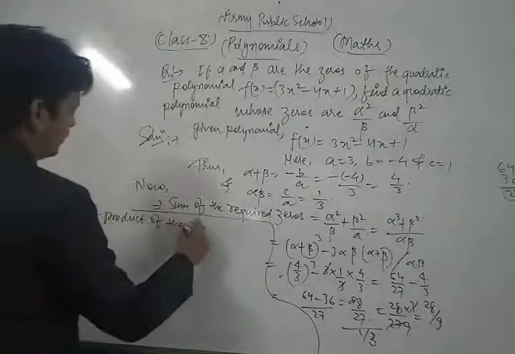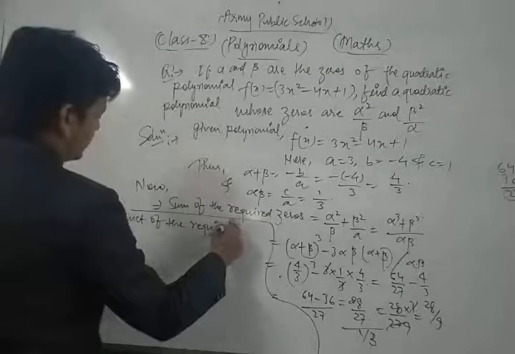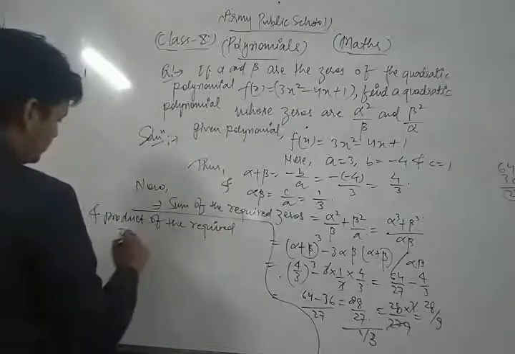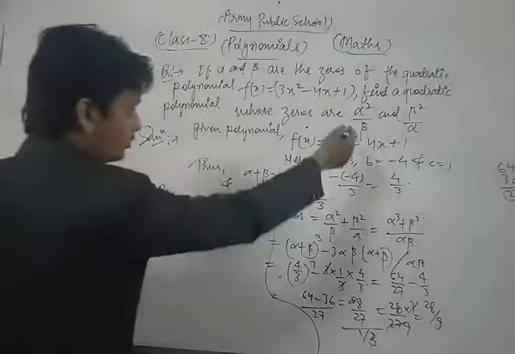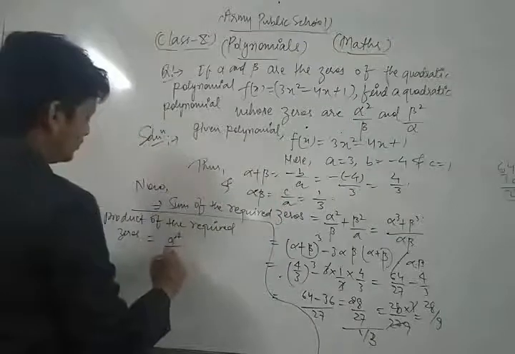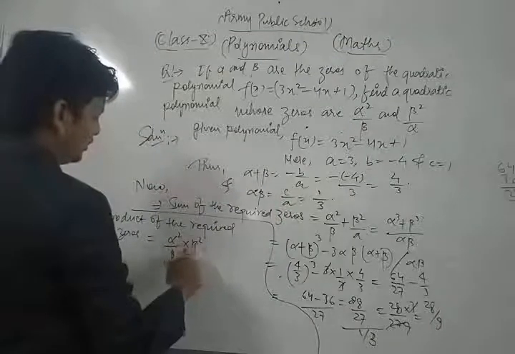Similarly, dear student, we find the product of the required zeros. The required zeros are alpha square upon beta and beta square upon alpha, so we take alpha square upon beta into beta square upon alpha.